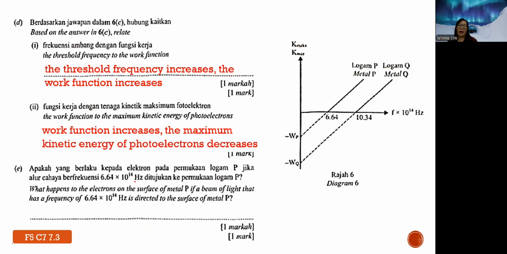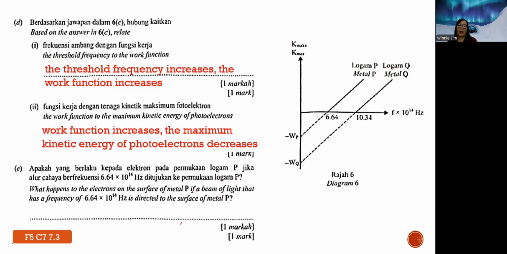Okay, E. What happens to the electron on the surface of metal P if a beam of light that has frequency 6.64 times 10 power 14 is directed? So they already show this value is exactly the threshold frequency. If they are the same, that means the photoelectron is already emitted. It's just that their Kmax is 0. Or you can say the photon energy equals the work function, that's it, finish. But the photoelectric effect already occurs.